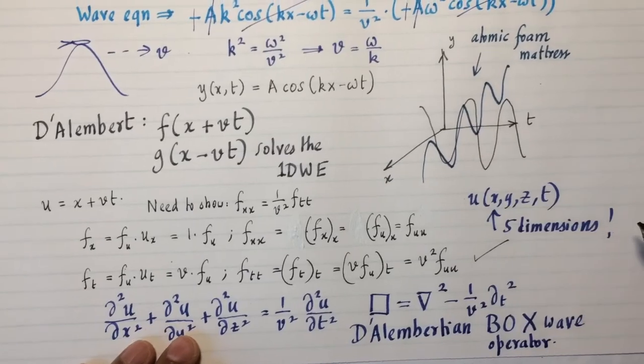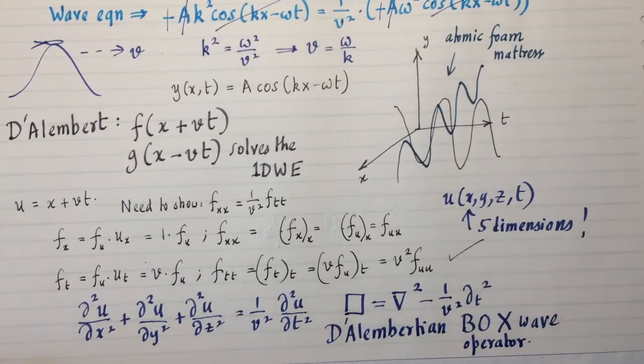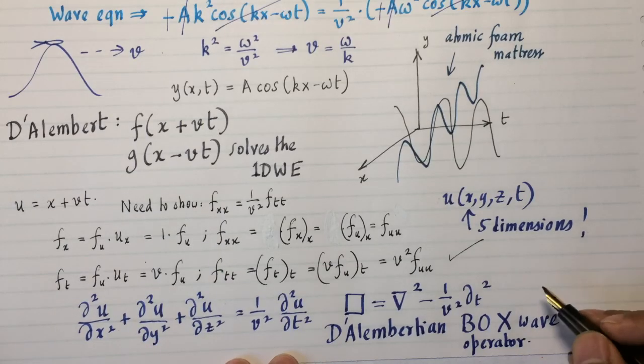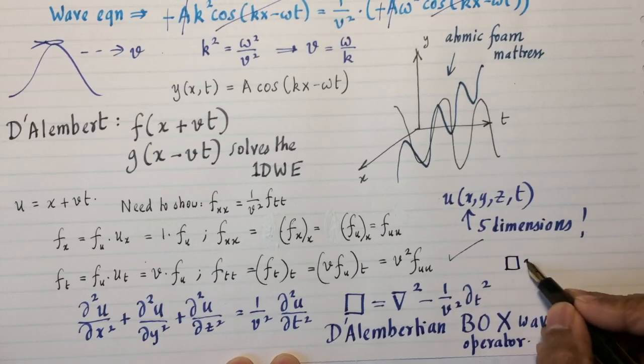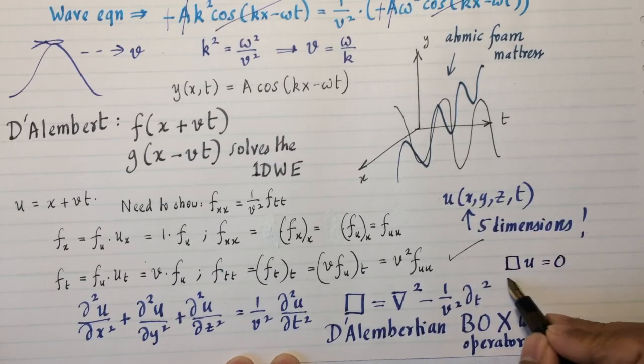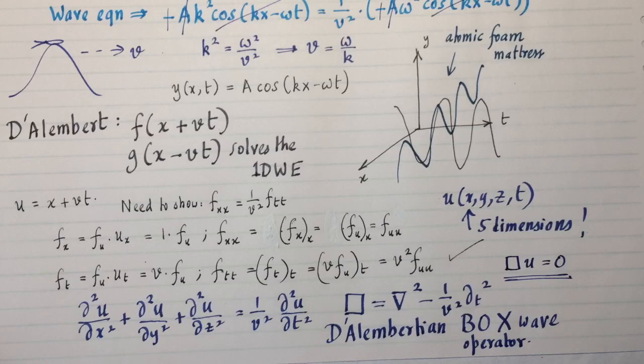So in advanced journals involving Einstein's general relativity and the newly minted gravitational waves, you're going to see equations that look like this all the time. Box u equals 0. You shouldn't wonder what on earth is that. That is the three-dimensional wave equation depicting gravitational waves coming out of a binary coalescence of two neutron stars.